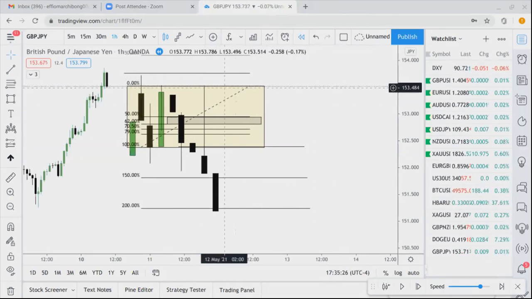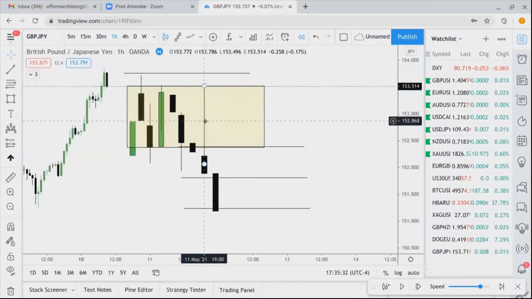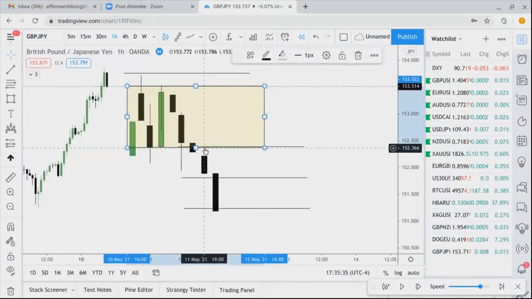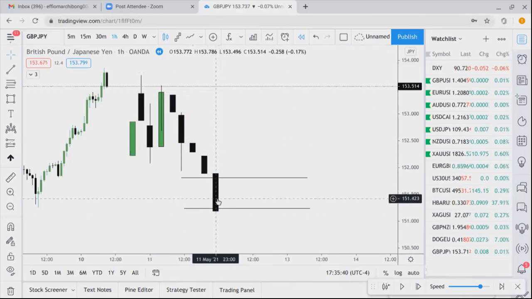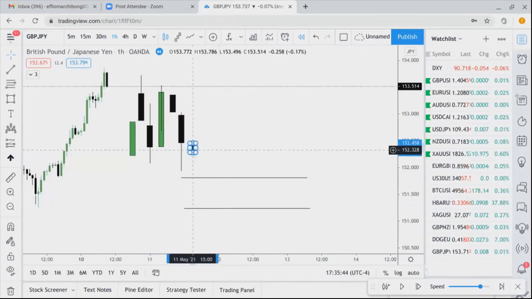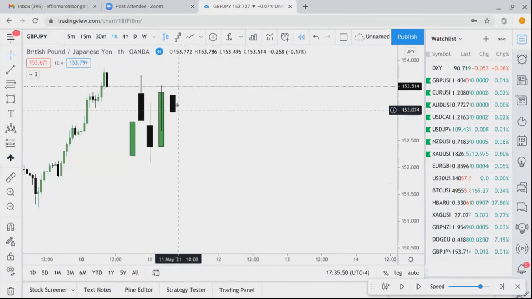Okay, so I'm going to take this off and then we're going to go quick into the chart and we're going to see what I'm here for. All right, so I'm going to get rid of all these things.